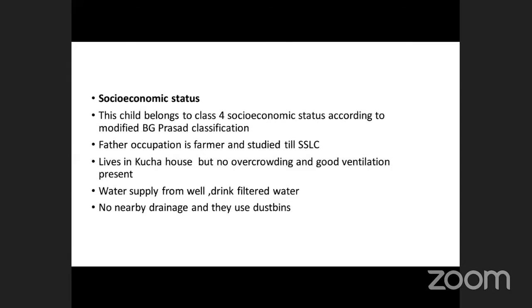Somebody has asked me to explain the diet in nephrotic syndrome. I think we'll do that when we reach management. I will tell you that. Fine. Go ahead.